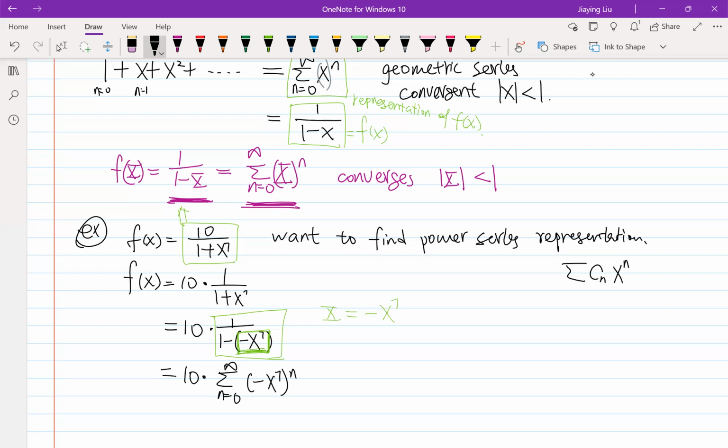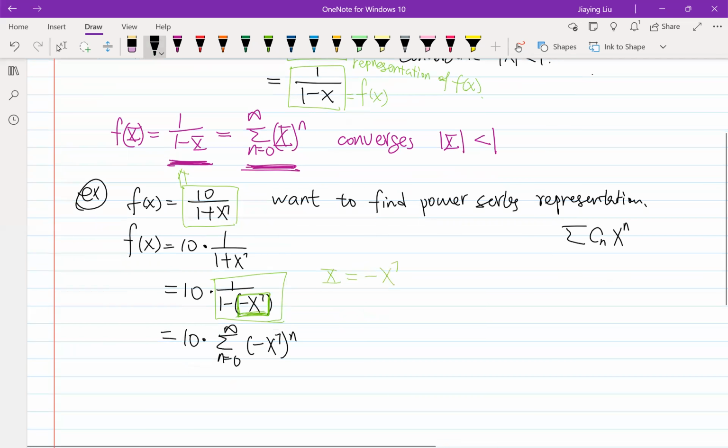We still have this negative x to the 7 raised to the n inside the sigma notation, but I want to write it as coefficients times x to a power, right? So what I'm going to do is bring the 10 inside, and separate the negative from the x to the 7th power. So that's sigma n from 0 to infinity, 10, if I bring it inside, it's just 10. And then I can pull out the negative 1, which becomes negative 1 to the n. And then x to the 7, but then there's another exponent n, so x to the 7n.